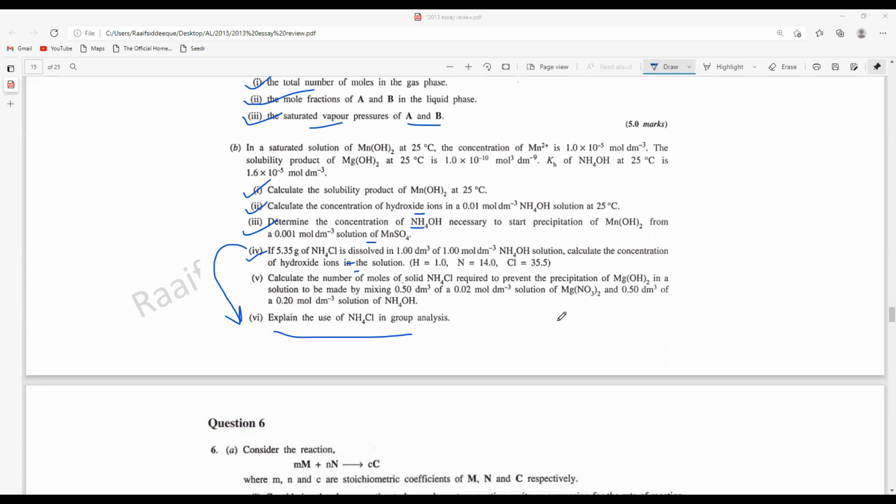Ammonium hydroxide, how much? 0.2 M, also 0.5 dm3, right? So we mix these two and it will form a magnesium hydroxide precipitate. Now they are asking how much ammonium chloride should be put here to prevent the precipitation of magnesium hydroxide. And if you remember, the Ksp of magnesium hydroxide is given as 10 to the power minus 10 mol3 dm-9, I guess.